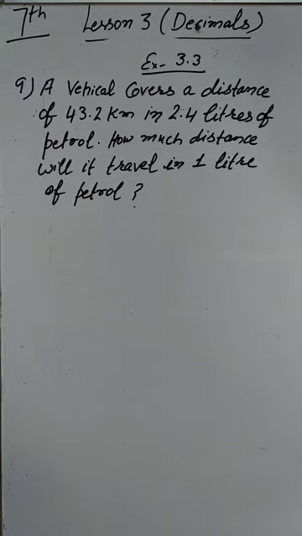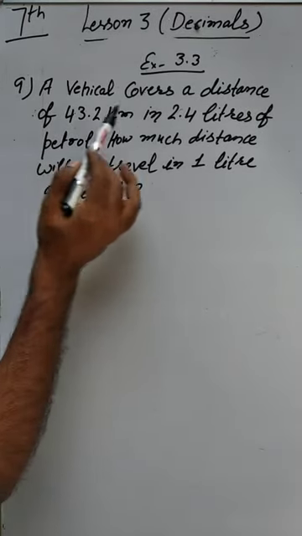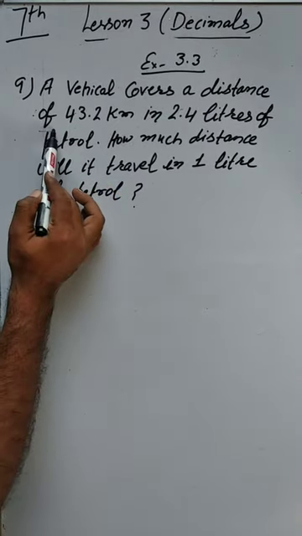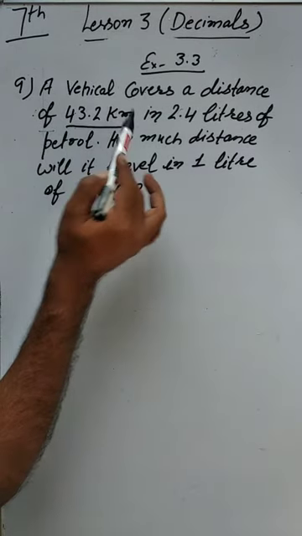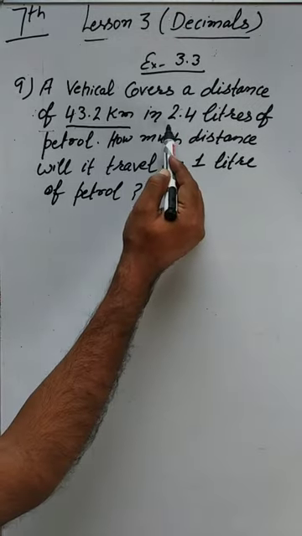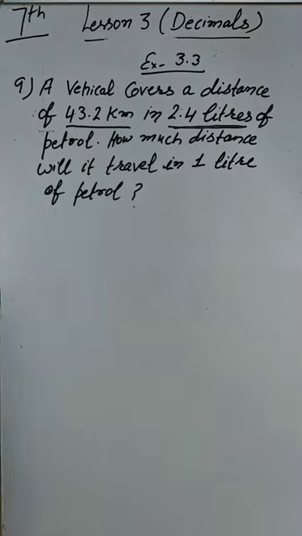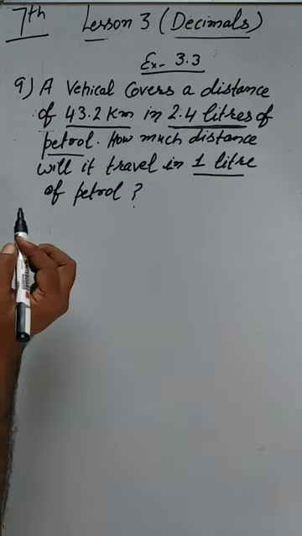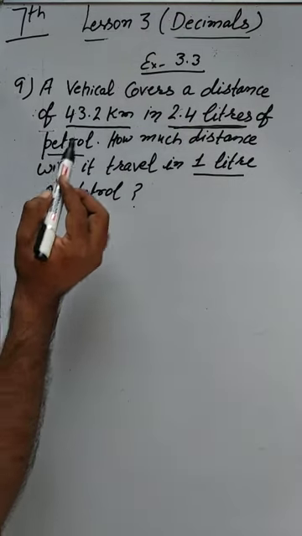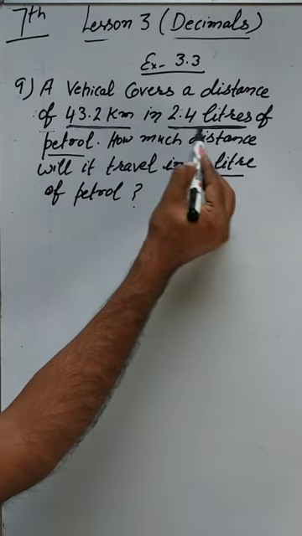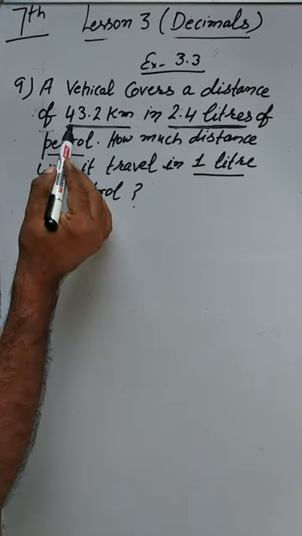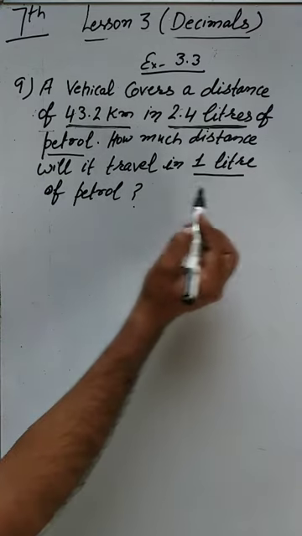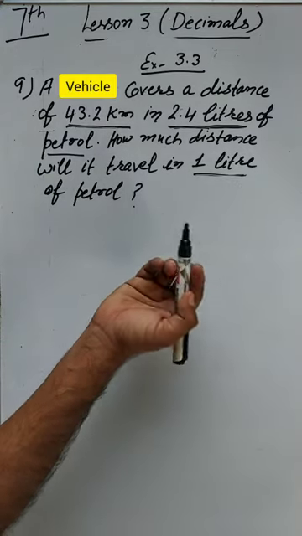Like your question 9th is: a vehicle covers a distance of 43.2 kilometer in 2.4 liters of petrol. How much distance will it cover in 1 liter of petrol? Means we are given the total distance covered by a vehicle in 2.4 liter of petrol, that is 43.2 kilometer. We want to find how much it will cover in 1 liter of petrol.